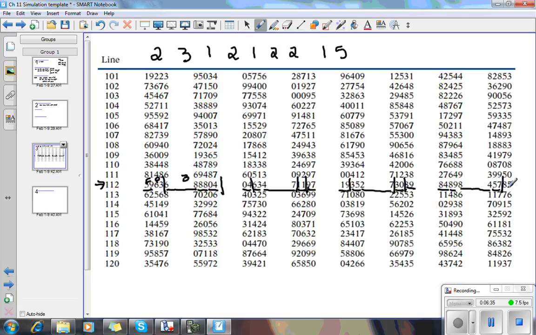Let me do one more here. 85. So let's see. That's a fail. Go to the next line. That's a pass. So that would be 2 times. Now I'm going to pause this and do them on my own.